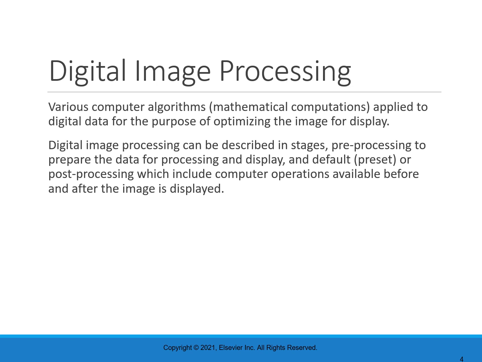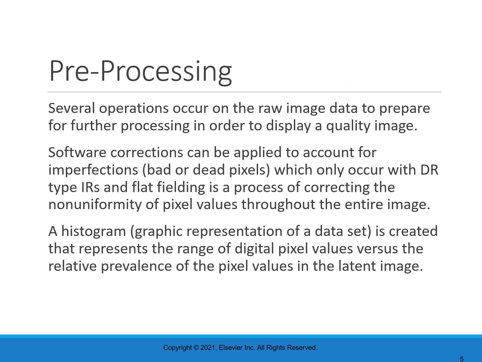And then we have default or post-processing, which include the computer operations before and after the image is displayed. And then we have post-processing, which is completed after the image. So pre-processing, like I said, that's several operations occurring. It's going to take that raw data and start to prepare it for further processing to display the image.